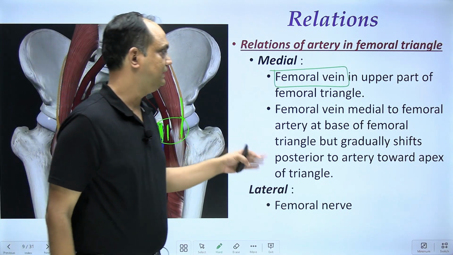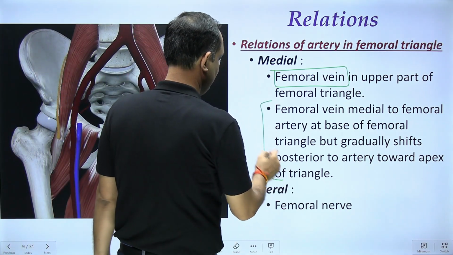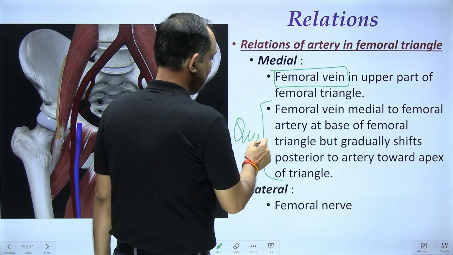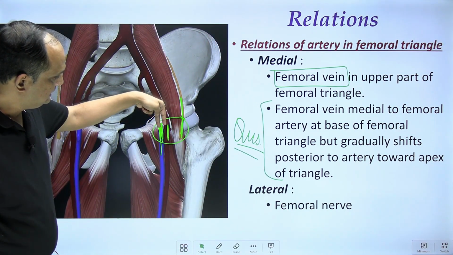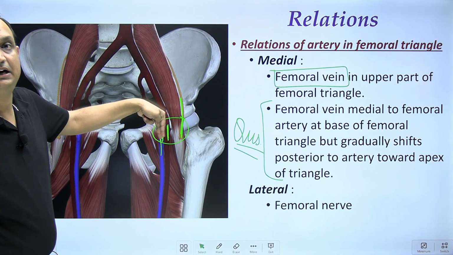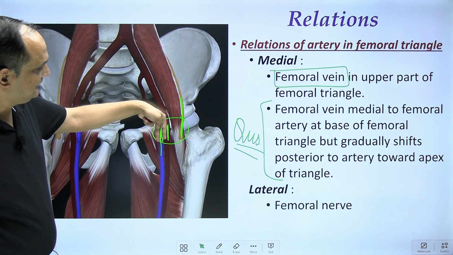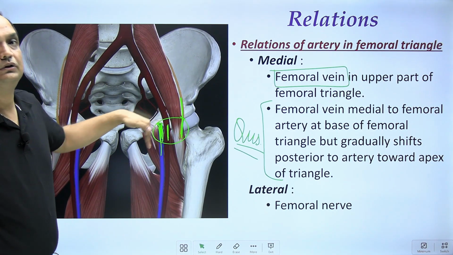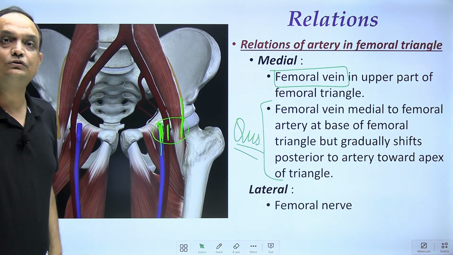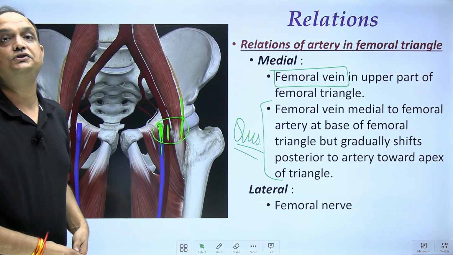But my dear students, this is a very important question for your exam. As you go down, in this relation, which is a side by side relation, you are able to see that the artery is on the lateral side and your vein is on the medial side. But as you go down, the relation will change.